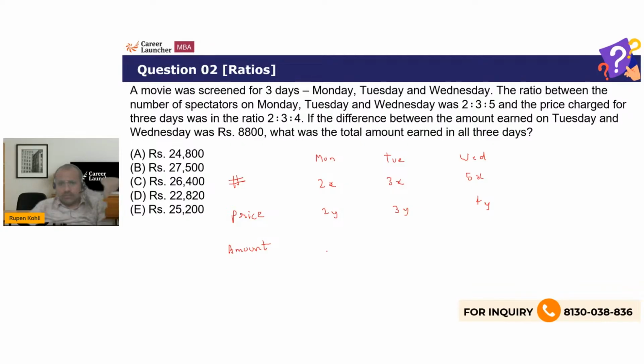So this is 4xy, this is 9xy, and that would be 5 into 4, 20xy, right? So basically, all I'm concerned with is the ratio, which is 4 is to 9 is to 20. So the difference between the amount earned on Tuesday and Wednesday, if this is 4k, 9k, 20k, so 11k, the gap, is 8800.